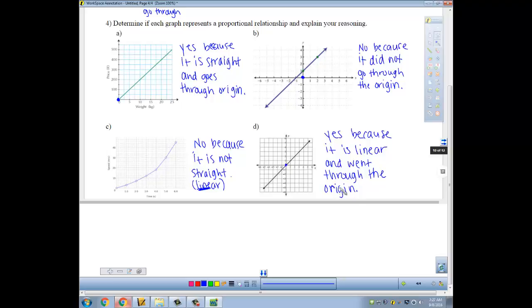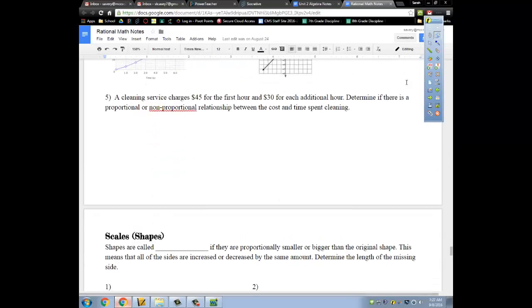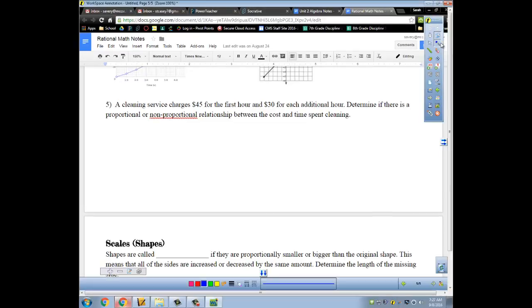So make sure on those types of problems you explain your reasoning. Don't just say yes or no. Explain why. Okay, the last question. Number 5, a cleaning service charges $45 for the first hour and $30 for each additional hour. Determine if there is a proportional and non-proportional relationship between the cost and time spent cleaning.